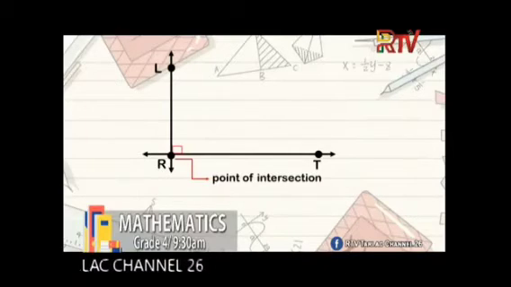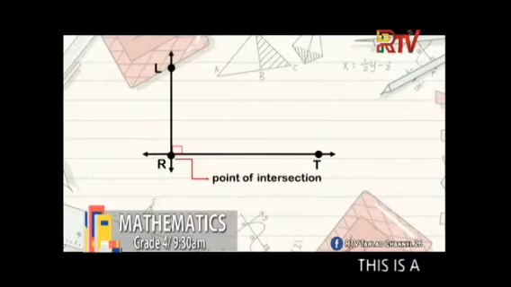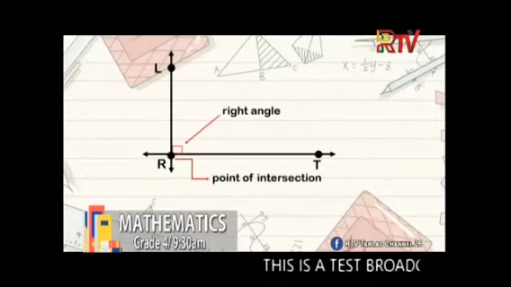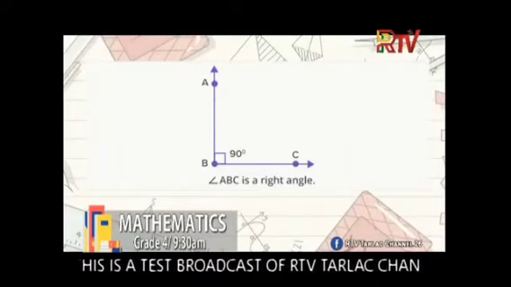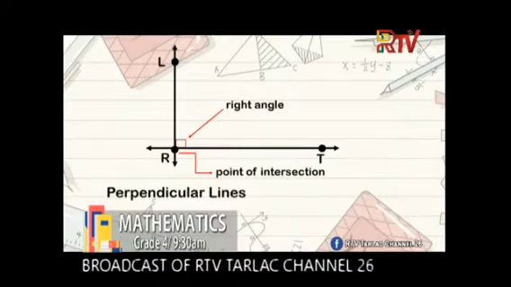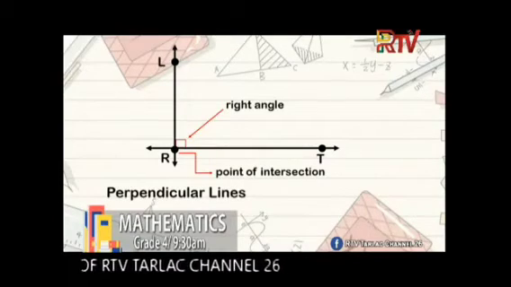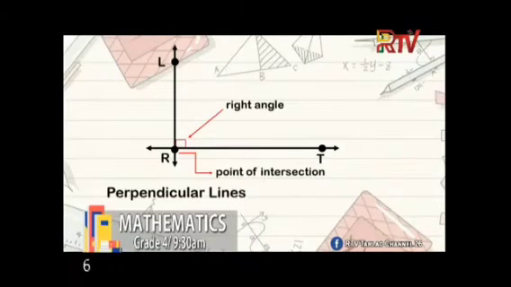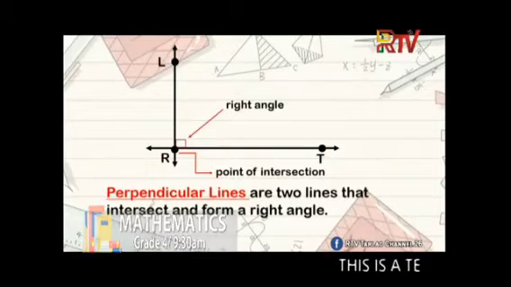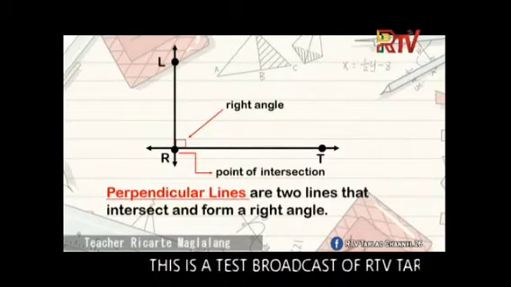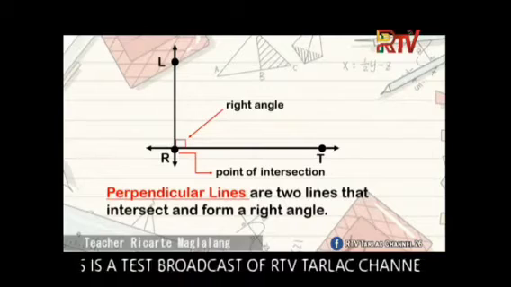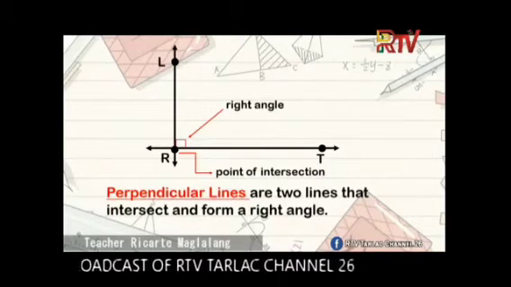The intersection formed a square corner or a right angle. Do you know what is a right angle? Very good. A right angle is an angle that measures 90 degrees. Therefore, lines LR and RT are called perpendicular lines. What is then a perpendicular line? Perpendicular lines are two lines that intersect and form a right angle.